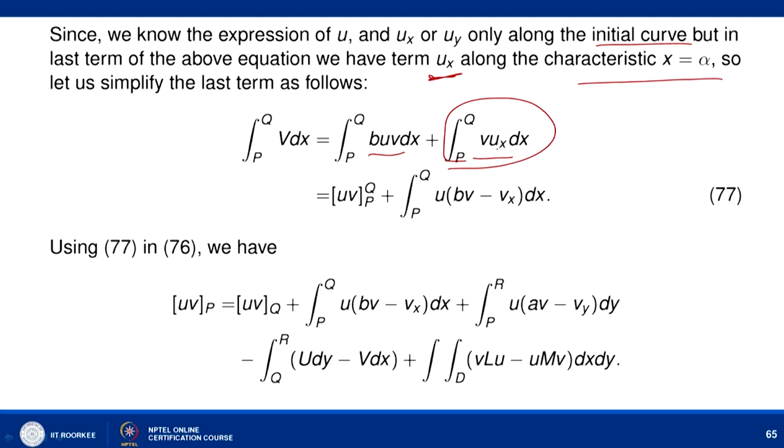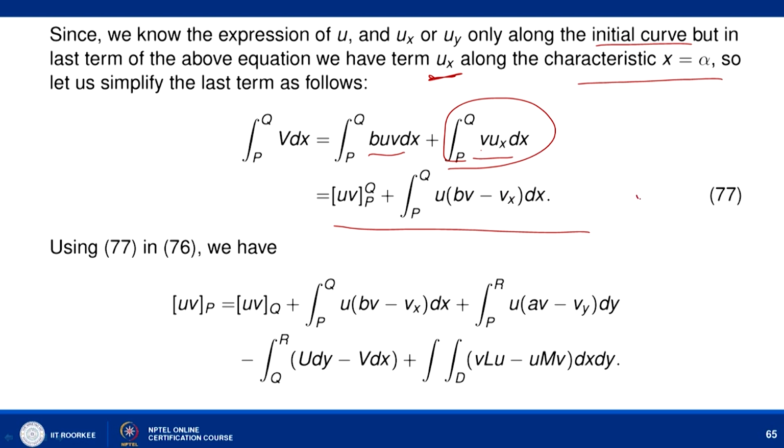So, let us shift our derivative onto v. Here we can write this as v times the integration of u over PQ, plus the integral from P to Q with the differentiation on v, so vx u, and this term buv is already there. So we can write the integral from P to Q of v dx as uv evaluated from P to Q, plus the integral from P to Q of u(bv minus vx) dx. Now your derivative is not on u, it is on v.